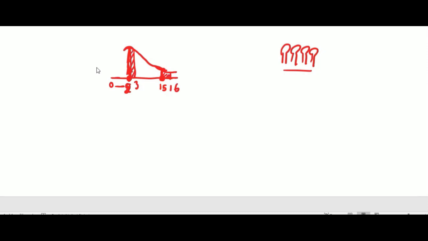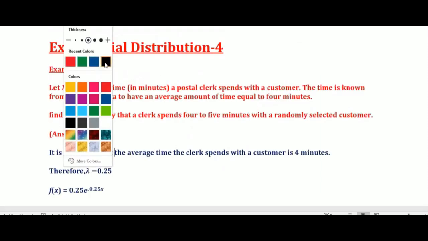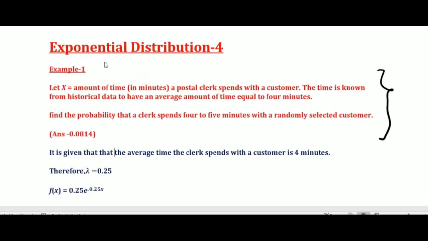I'm not finding point-wise probability here because this is a continuous distribution. Instead of saying 2 and 15, I would like to say between 2 to 3, 15 to 16. I will come to this kind of an example later. In this example, already something is given. What is given? Average time is given, 4 minutes.